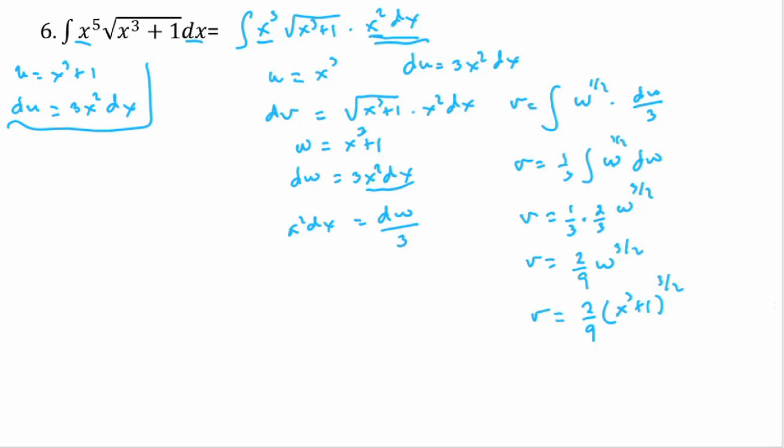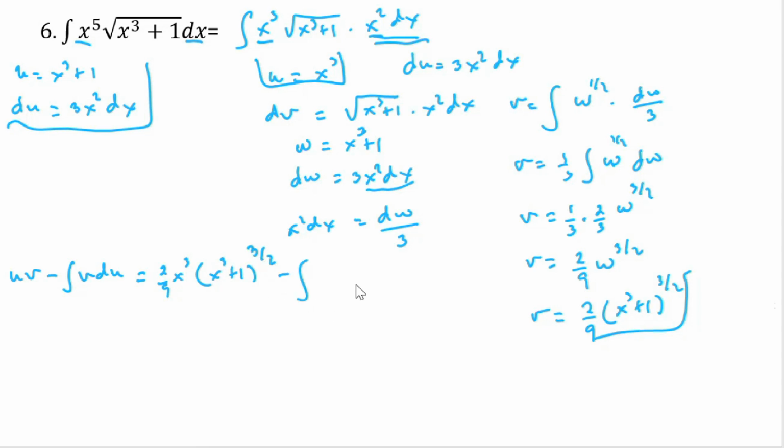Now, we are going to use the formula for integration by parts. I will write here on the left side, uv minus the integral of v du. So we can now write the product of u and v. This is our u and this is our v. So we can write now 2 over 9 times x cubed times (x cubed plus 1) to the power of 3 halves minus the integral of v du.